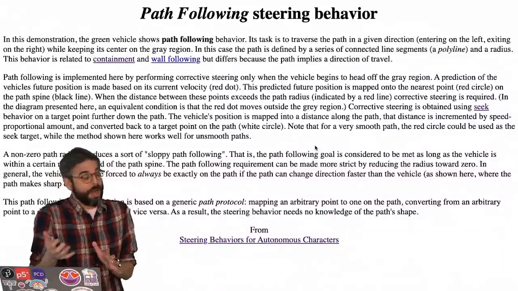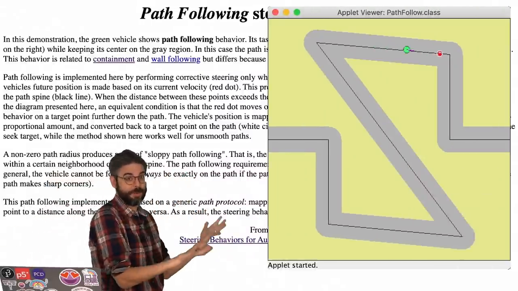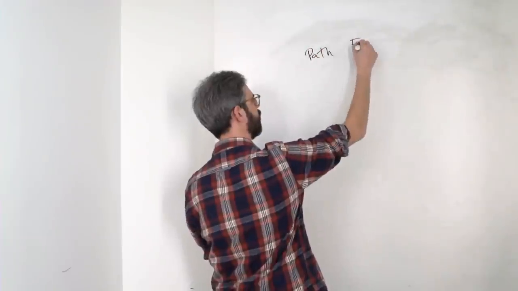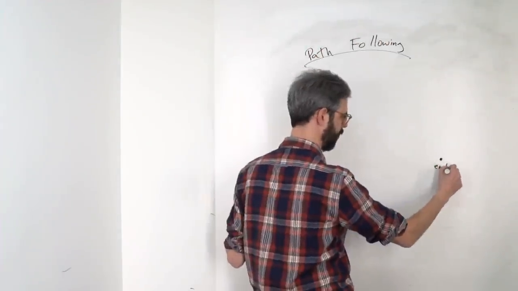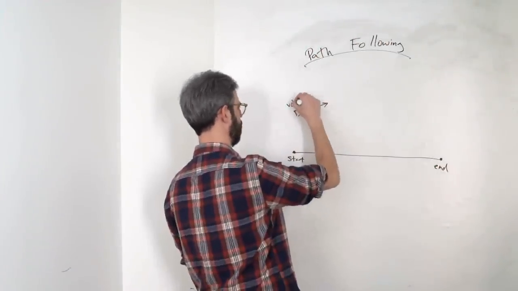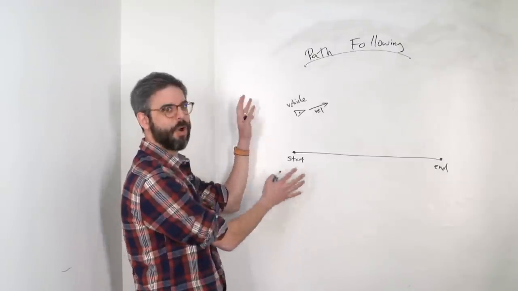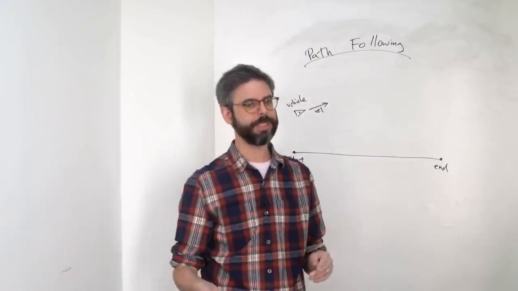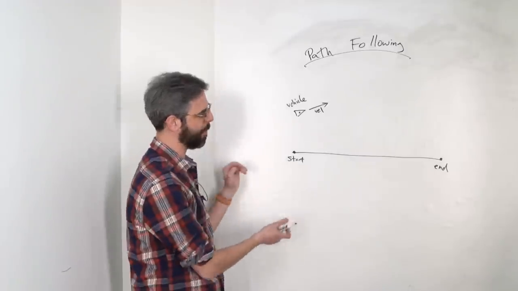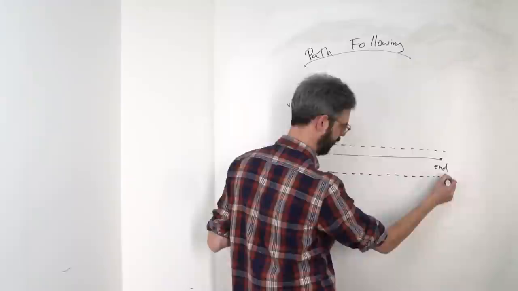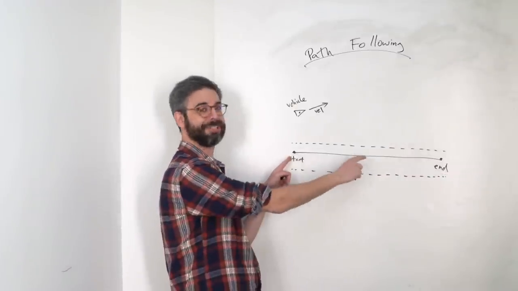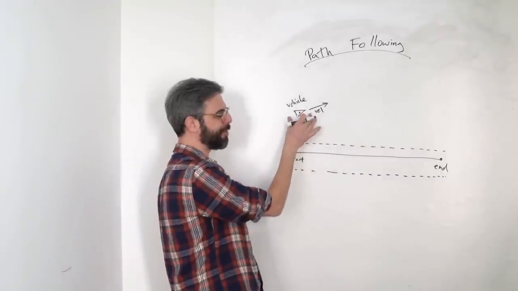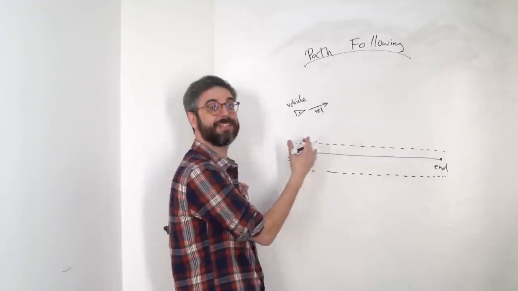I would encourage you to pause and read the description of path following from Craig Reynolds' paper, but I'm going to describe it in my own words over on the whiteboard. Here's a diagram of all the elements I have so far in the code. One thing I haven't mentioned, which is an important element, is Reynolds defines a radius for a path. I didn't draw that perfectly. This line should be directly in the center of these two dotted lines. But the idea is that if the vehicle is within the radius of the path, it's on the path.